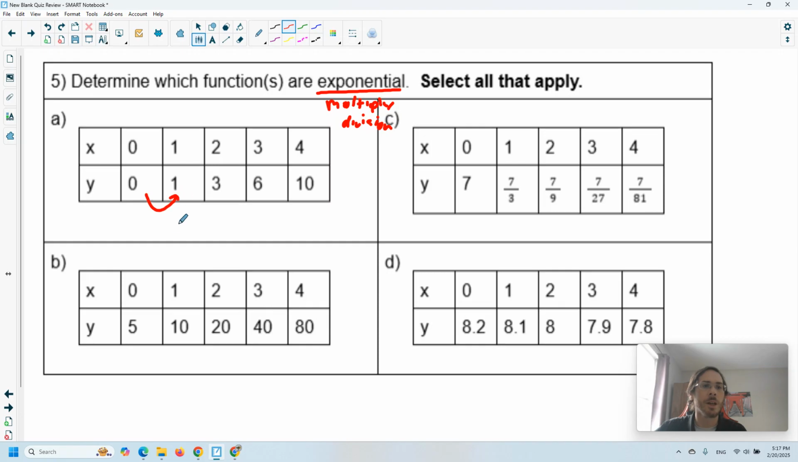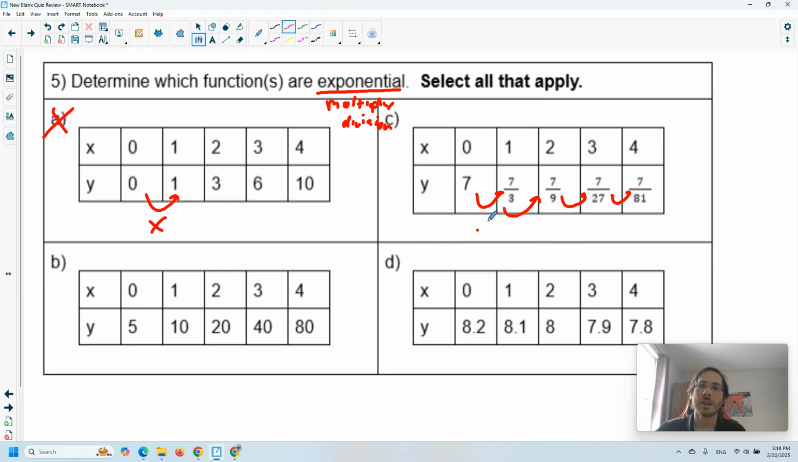So if I try to multiply, right away I can see A doesn't work because there's no way to multiply 0 to get to 1. So A is just completely off. All right, so for this one, it looks like to get from 7 to 7 over 3, I'm dividing by 3. Then to get from 7/3 to 7/9, I divide by 3 again. And then I'm going to divide by 3 again to get to 7/27, and then divide by 3 again to get to 7/81. Now again, traditionally, we wouldn't say divide by 3.